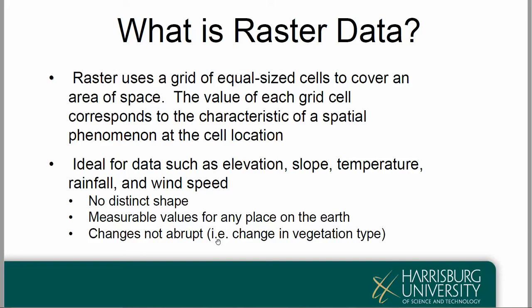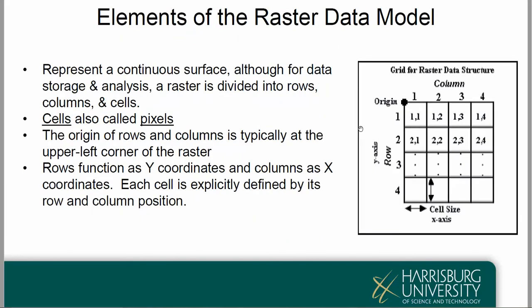So raster data has some challenges for sure, but it's also really good for these non-distinct shaped features, again, like elevation, temperature, rainfall, slope, etc. It represents a continuous surface. You divide the data into rows and columns, and this is really useful when you're overlaying lots of raster data sets on top of each other. The origin in this particular case is usually the top left. Notice the numbering is 1, 2, 3, 4 for the columns, 1, 2, 3, 4 for the rows, very similar to the way a spreadsheet would be.